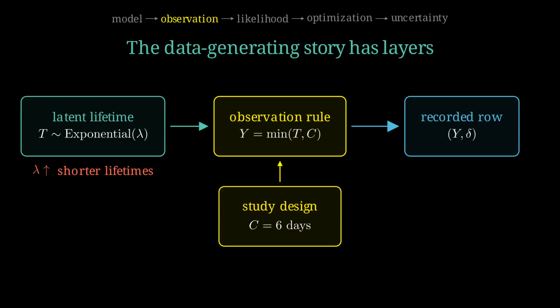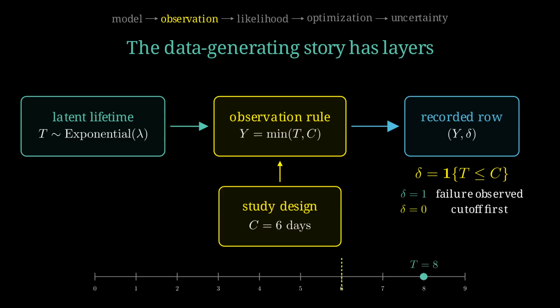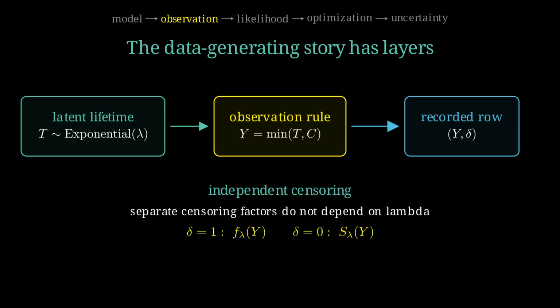The displayed equation calls that recorded time the minimum of the two. Beside it, an event indicator is 1 for an observed failure and 0 when the cutoff arrives first. A lifetime of 8 days therefore enters the table as 6 days, censored. So is day 6 another parameter to estimate? Not here. It was fixed by the study schedule.